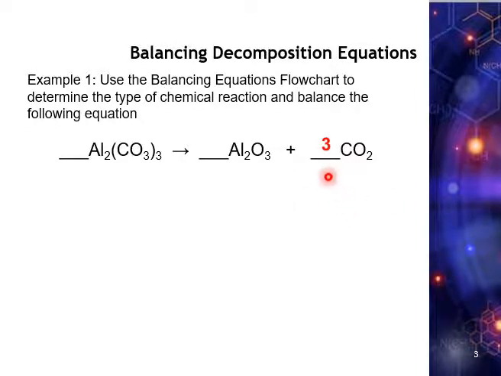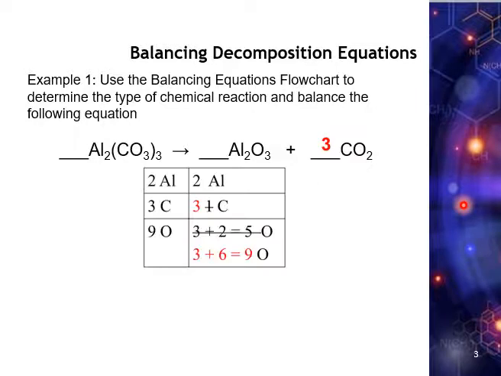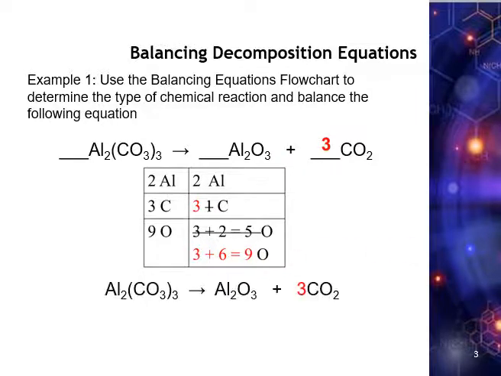We place a 3 in front of the carbon dioxide, and now we have 3 carbons. Aluminum is balanced, carbon is balanced. We have 3 times 2 is 6, plus 3 is 9. The oxygen is now balanced. The final balanced equation is aluminum carbonate decomposes to form aluminum oxide plus 3 carbon dioxide.